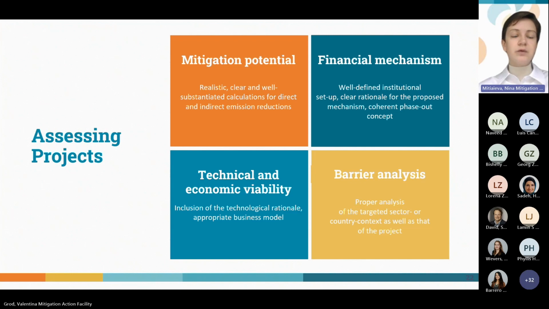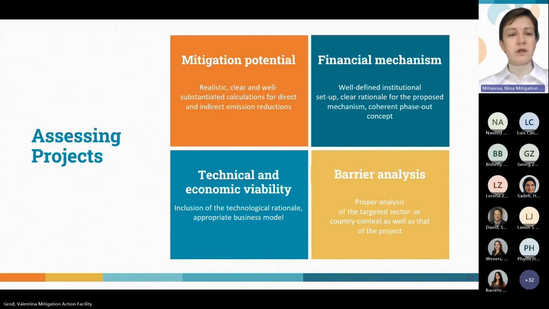But I guess it will help you in developing your project concept if you keep in mind that, of course, what is assessed is the mitigation potential, because the Mitigation Action Facility is a fund focusing on projects that reduce greenhouse gas emissions. We are not an adaptation fund. If adaptation is a co-benefit, it's good, but the focus is on reduction of greenhouse gas emissions. We are very interested in financial mechanisms, and my colleagues will talk more about that when they present lessons learned from the call for projects 2023 from the concept phase.